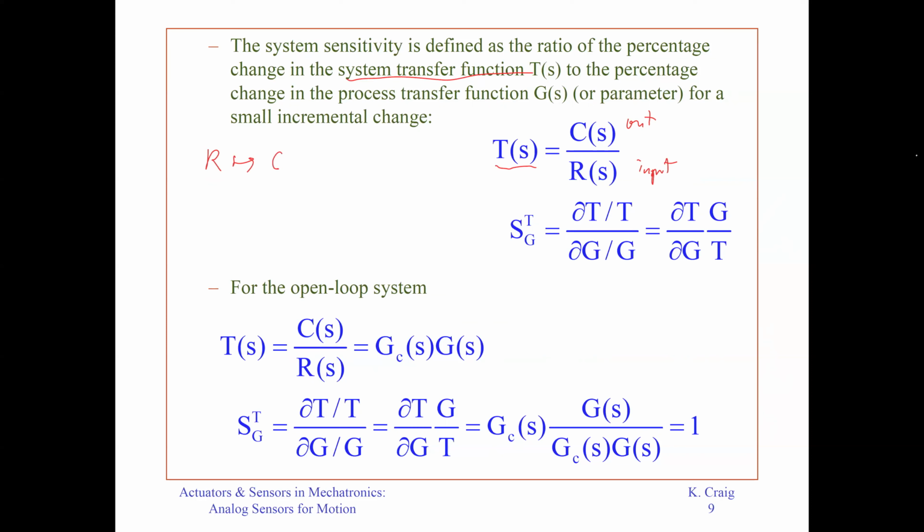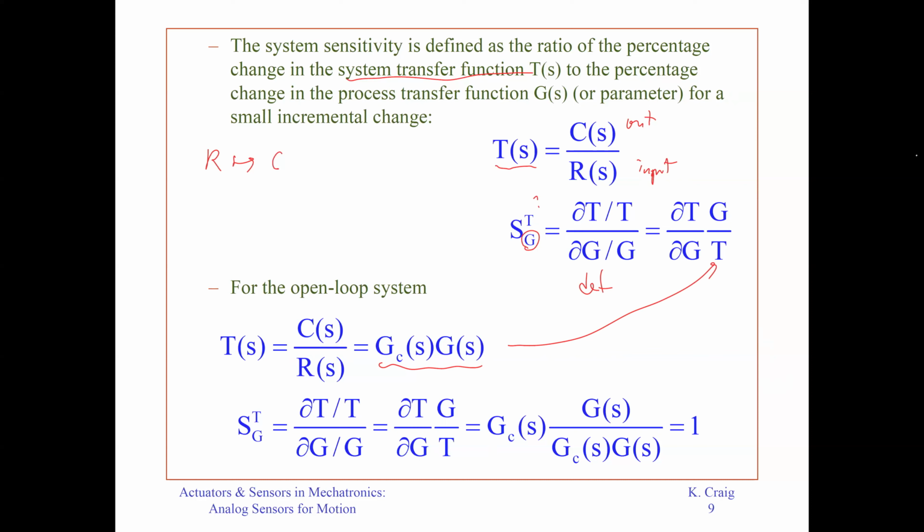So now let's discuss. I'm going to discuss if I have something change in G, how this G will affect my T. T is the closed loop, the overall system transfer function. So we use the definition. This is the definition. This is also a definition. We do partial T over T divided by partial G over G. But remember, T is GC times G. You put it here.